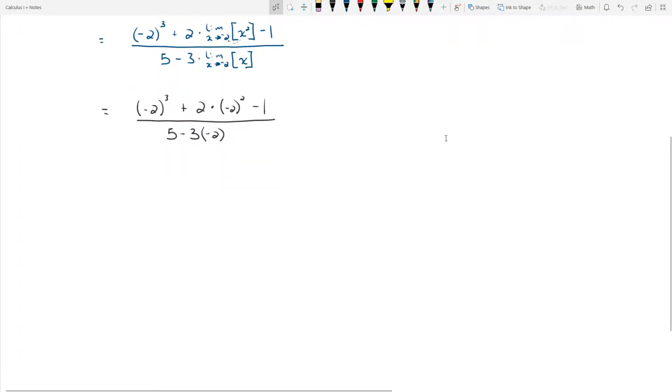And now we can simply evaluate this. So we are going to end up with negative 2 to the third is going to leave us with a negative 8, plus, you have negative 2 squared is 4 times 2 gives us a positive 8, minus 1, over, and we have negative 3 times negative 2. That will leave us with 5 plus 6, which gives us a limit of negative 1/11.